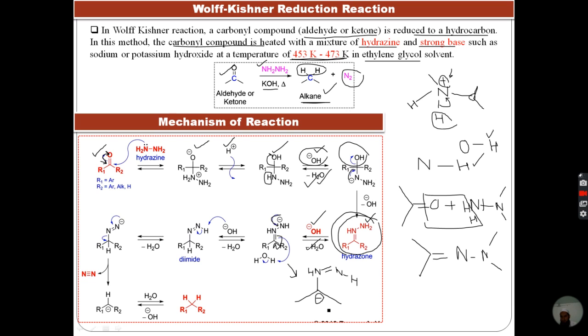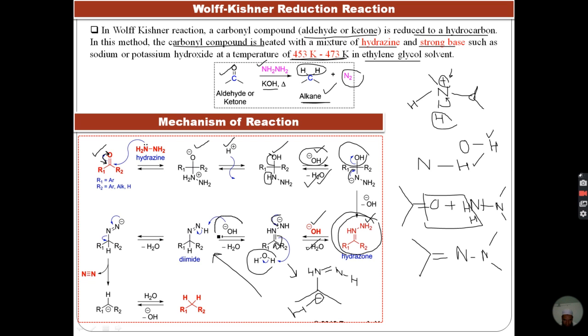We have water molecules in the medium. We have used the base which is prepared in the solution, is prepared in water. So it takes a proton from this water, this carbon. So give this carbon a proton. So result is that it becomes this compound. R1, R2, H, N double bond N, and then NH.